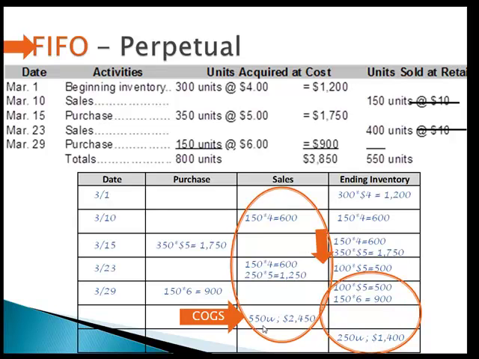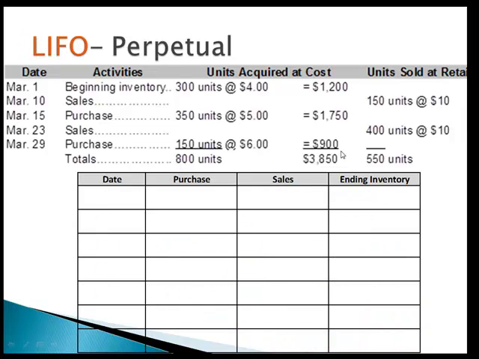And again, you can confirm your numbers by taking your total sales. So 550 units were sold. 250 units are in ending inventory. That totals 800 up here. Dollars 2450 plus 1400 should equal our total units available, 3850.